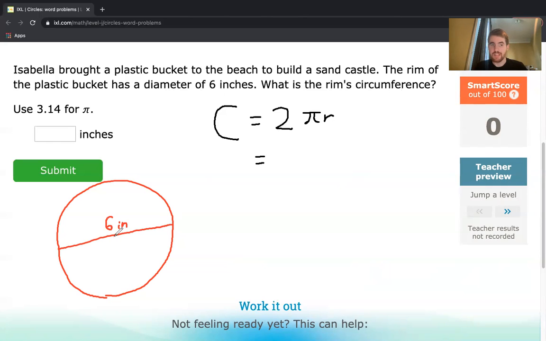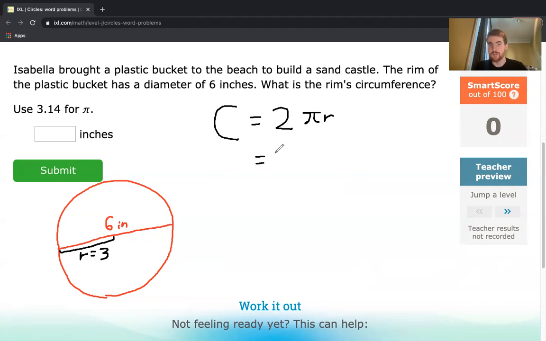So remember, the radius is half of the diameter. The diameter is all the way across. The radius is just half of that. What is half of 6? It's 3, because 3 plus 3 equals 6. So the radius in this case is equal to 3 inches.